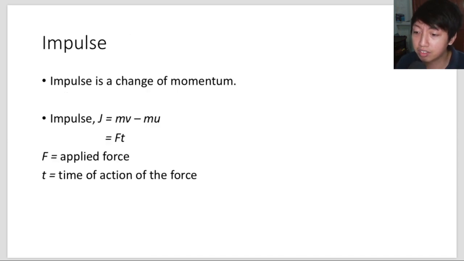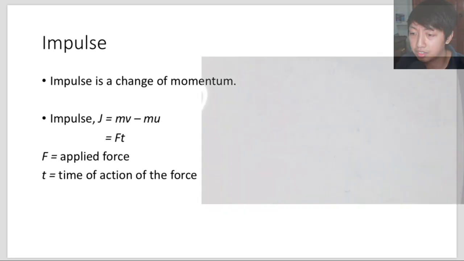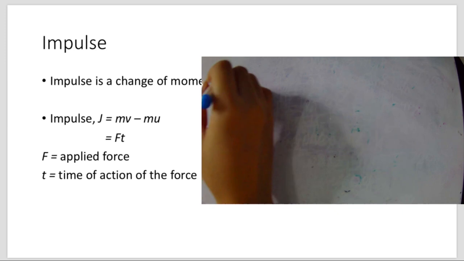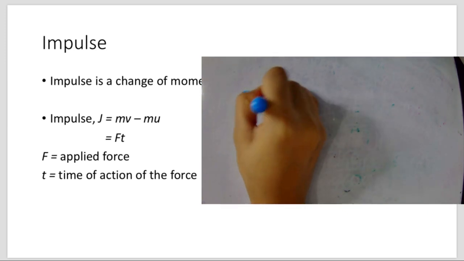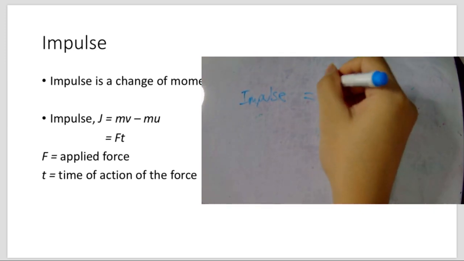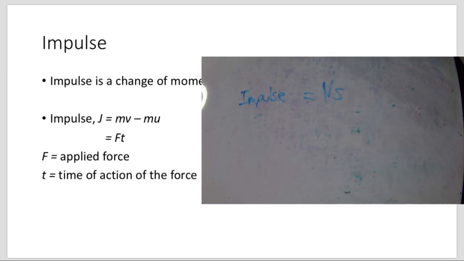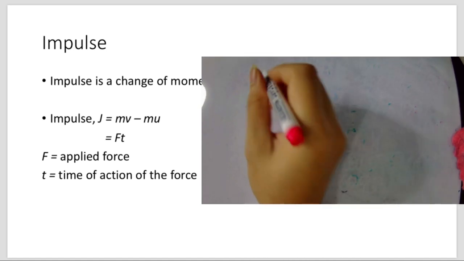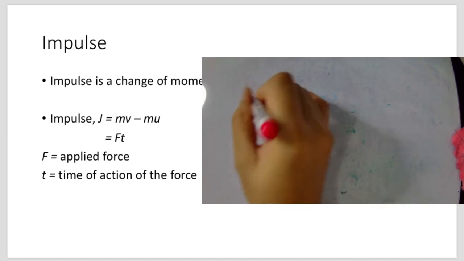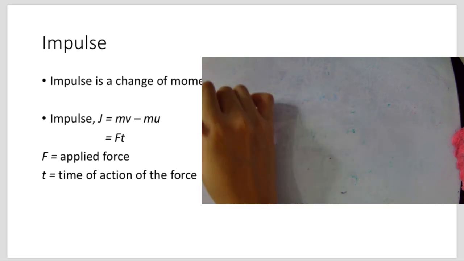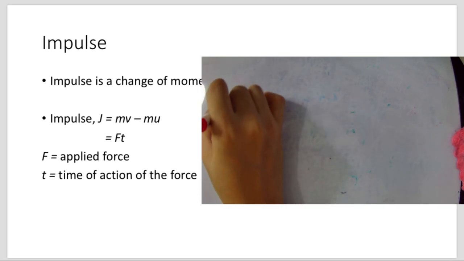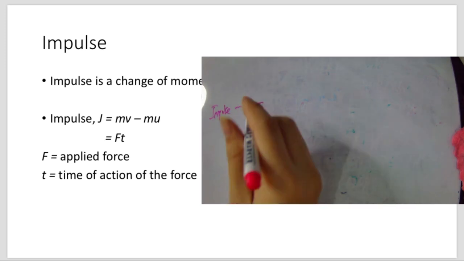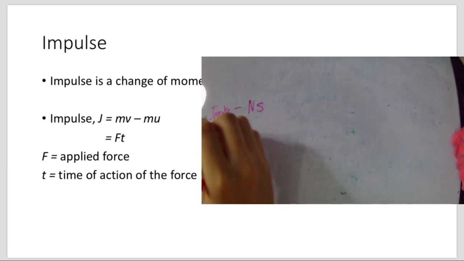By the way, just to clarify, the unit for impulse is Newton seconds. Blue is not a very good color for this. Let's try red. Okay, Newton, that should be better. Okay, so Newton seconds. So this is for impulse. Newton seconds. And impulsive force.